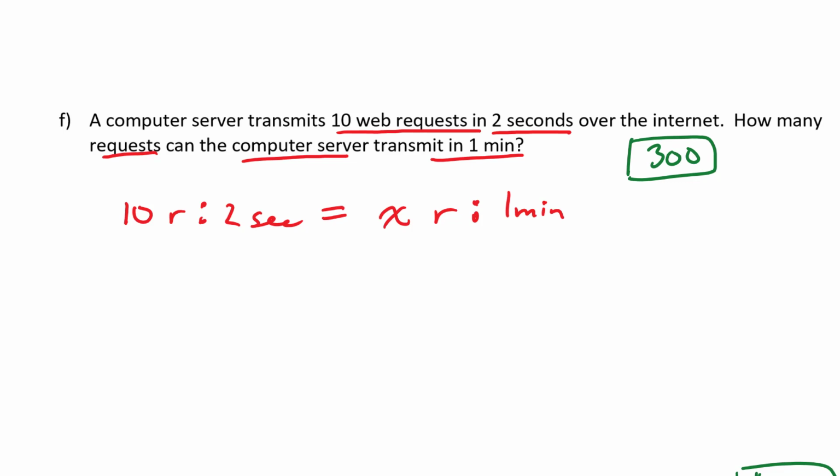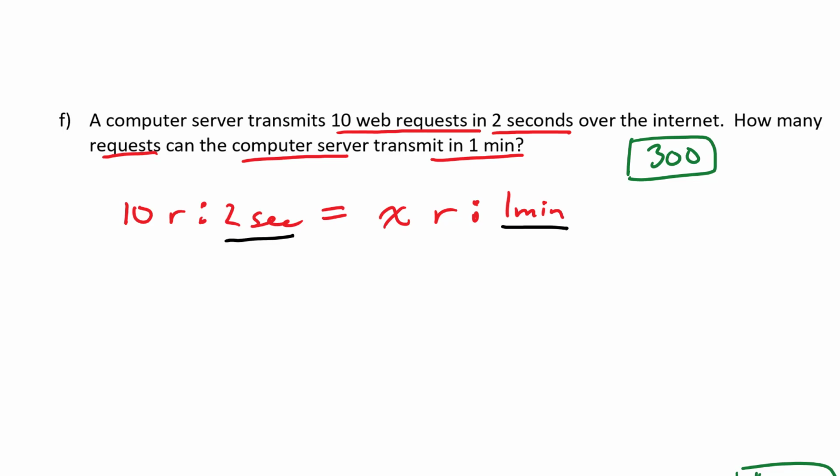Do you see the problem with this one? Remember, when we're setting up two ratios, the units have to be the same. Those are not the same. One is in seconds and one is in minutes. It doesn't matter which one you convert it to. I can convert them both to seconds or both to minutes.